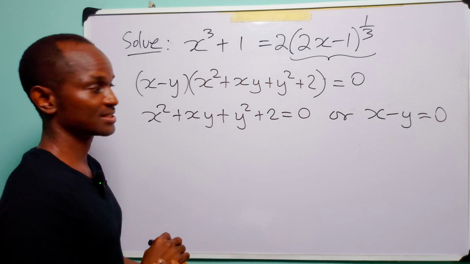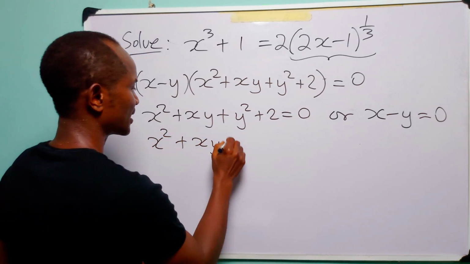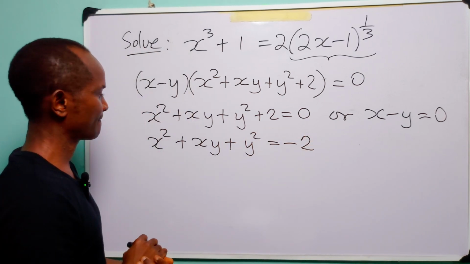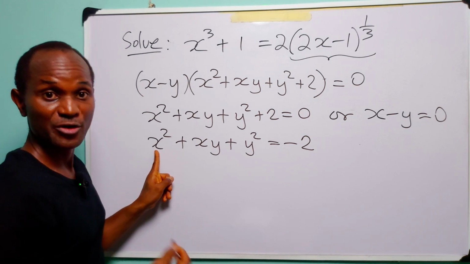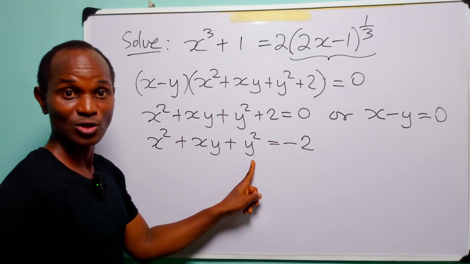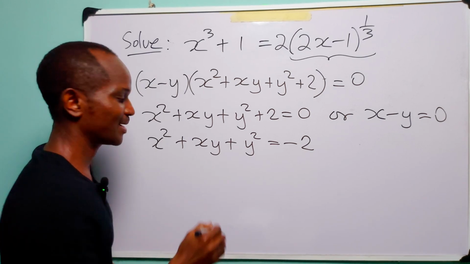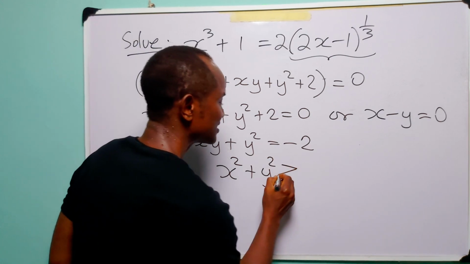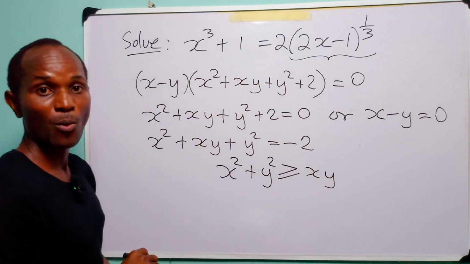Let us look at this one first. And let us rewrite this as x squared plus xy plus y squared is equal to minus 2. Now we know that for real numbers, the square of a real number is always positive. So this is a positive number and this is also a positive number. And we also know that for all real numbers, x squared plus y squared must always be greater than or equal to x times y.